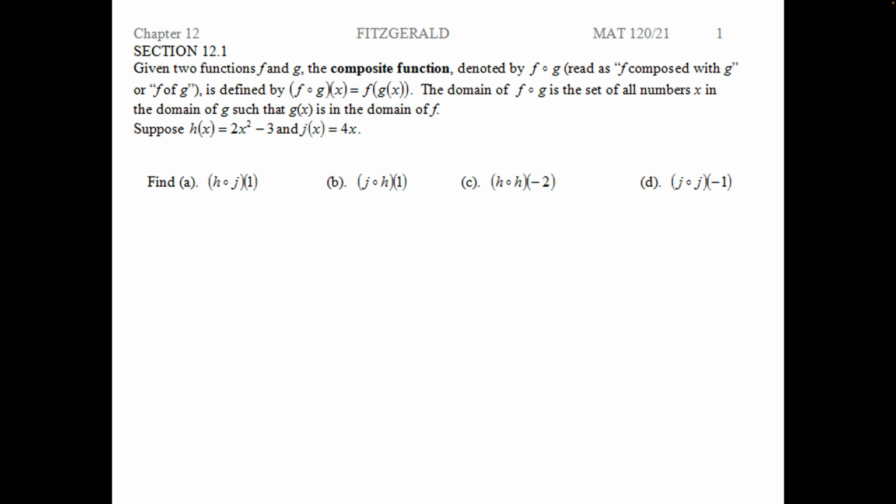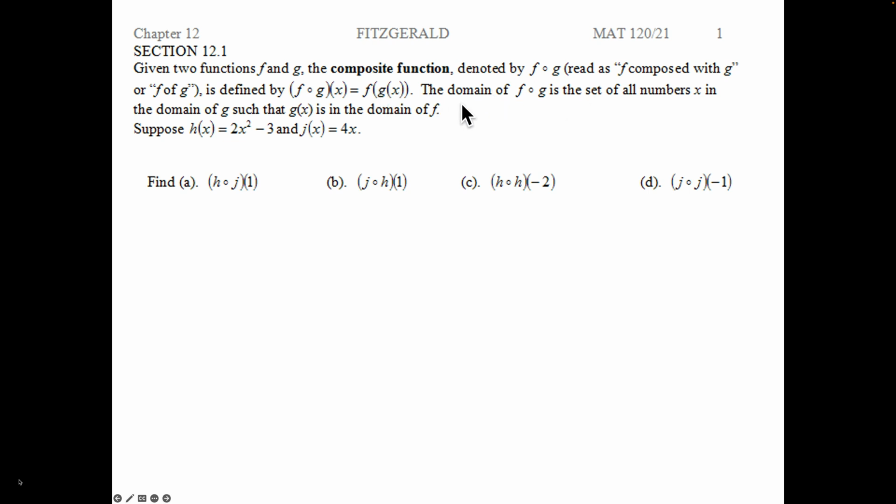A composite function is denoted by F with not an O, it's just a circle, if you will, G, which reads F composed with G, or F of G, is defined by F composed with G of X, or I prefer this notation, F of G of X. The first function letter given is always the outer function. The last letter is always the inner function name.